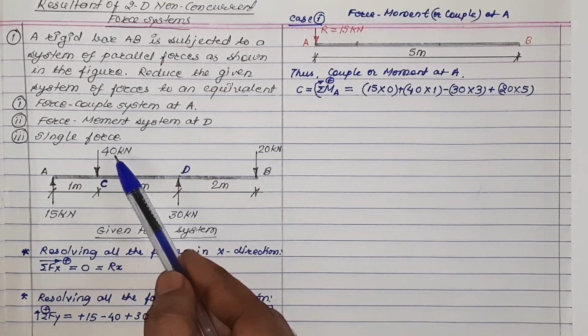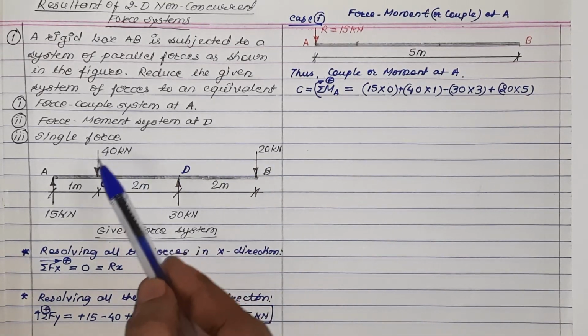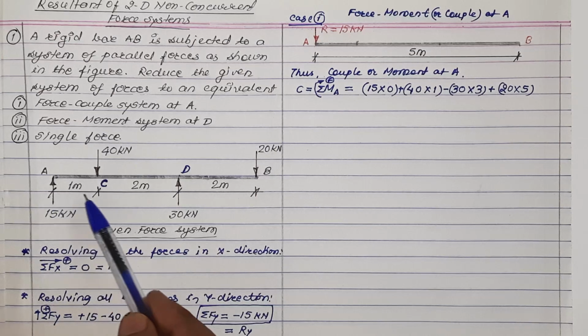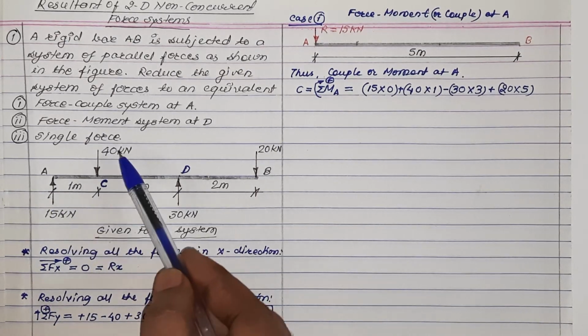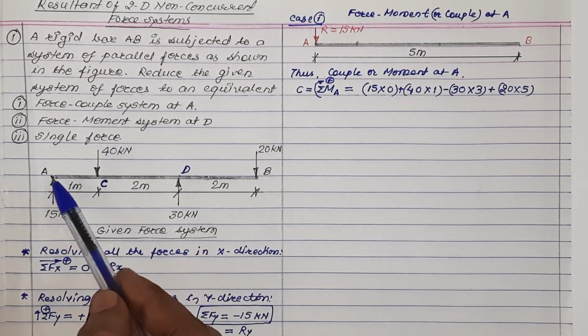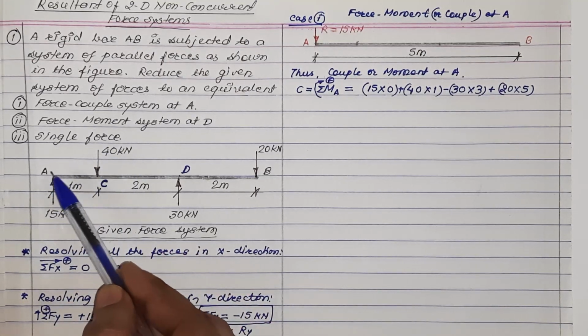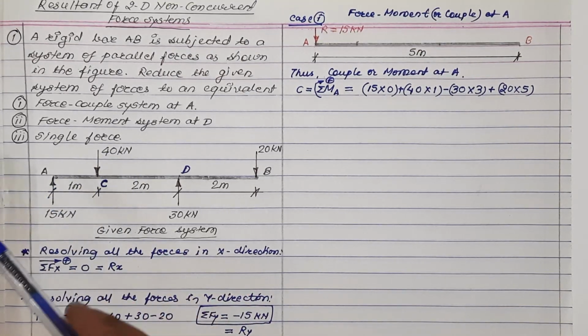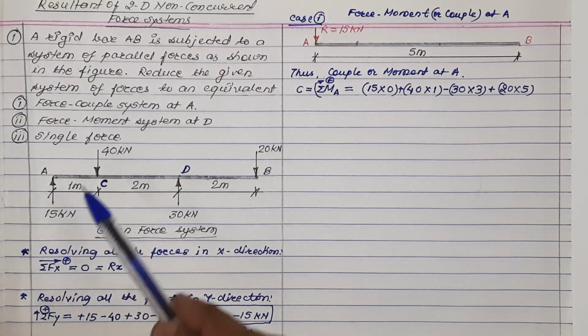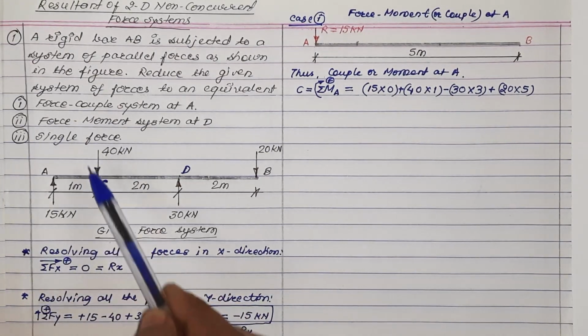Second force is 40 kilonewton. 40 multiplied by 1 meter is the perpendicular distance. So 40 multiplied by 1 will be the moment created by this 40 kilonewton about moment center A, and it will rotate the system in clockwise direction.